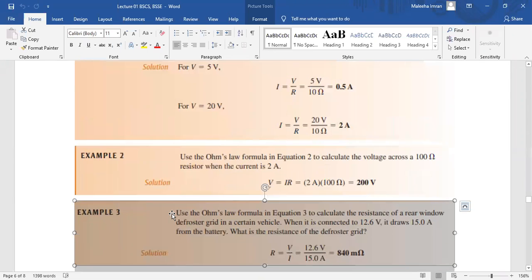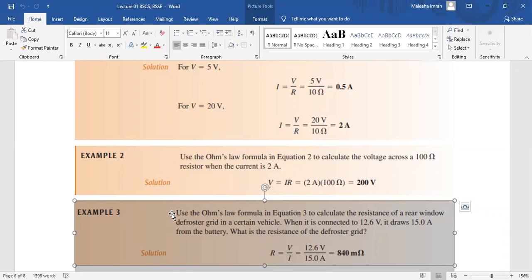Next, we use Ohm's law to calculate the voltage across 100 ohm if the current is known. So we have the second formula that V is equal to IR. In this way, you can determine the voltage. Similarly, how can you determine the resistance? For this purpose, we use the third formula. So if the voltage is 12.6 volt and that is applied across our resistance, we have to determine what the resistance is if that much current flows. So these are simple calculations. I hope that you can easily use them.